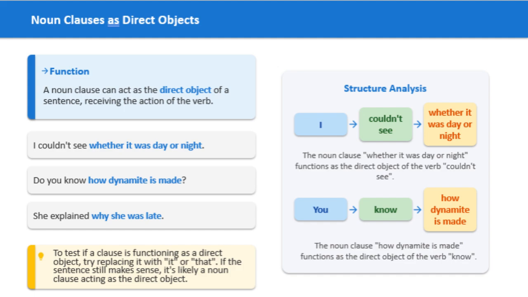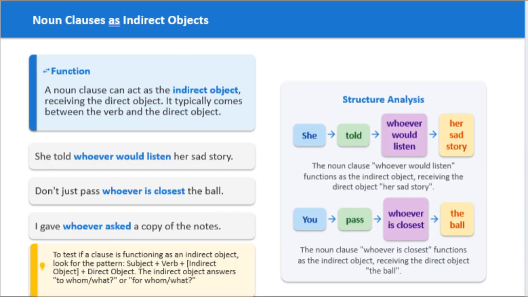whom. Noun clauses can also function as indirect objects, receiving the direct object in the sentence. Examples include, "She told whoever would listen her sad story," and "I gave whoever asked a copy of the notes." The pattern to look for is subject, verb, indirect object, direct object. The noun clause answers the question to whom or for whom. The structural diagrams on the slide clearly illustrate this relationship.